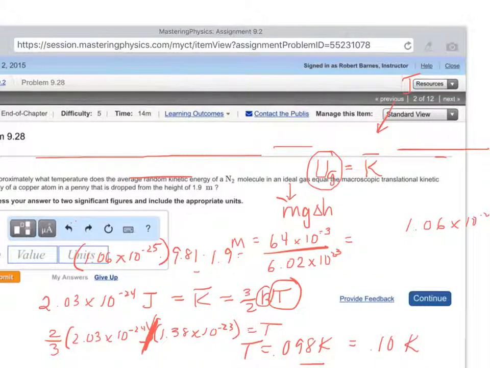So that is a really small number, almost absolute zero. So a copper atom from a penny dropped from 1.9 meters has so little kinetic energy that a diatomic nitrogen molecule would have to be almost at absolute zero to have as little kinetic energy as that penny atom. All right, let's do number 30 on the next one.